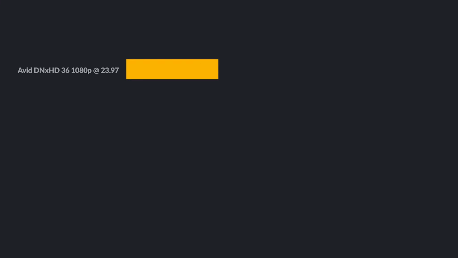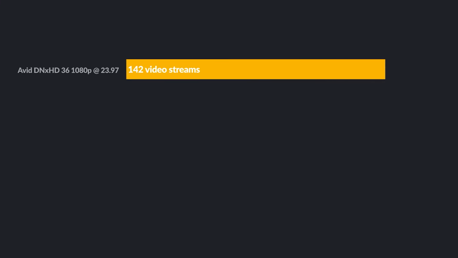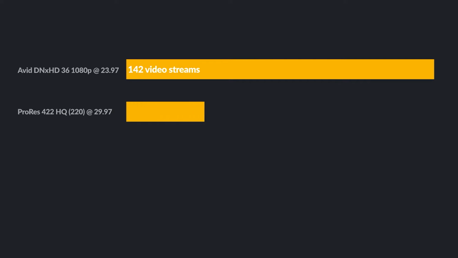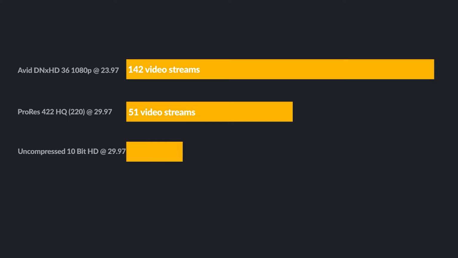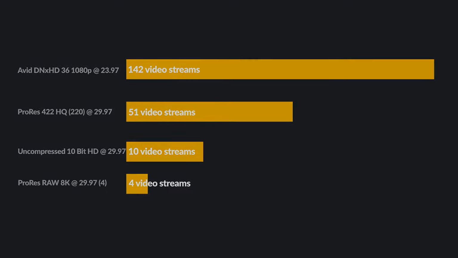At its core, EVO is high-performance shared storage hardware. What does that look like? Well, here are some of our stream counts. 142 unique video streams of Avid DNxHD 36 1080p. 51 streams of ProRes 422 HQ. 10 streams of uncompressed 10-bit HD. And 4 streams of ProRes RAW 8K. Again, EVO can handle your most demanding video projects.